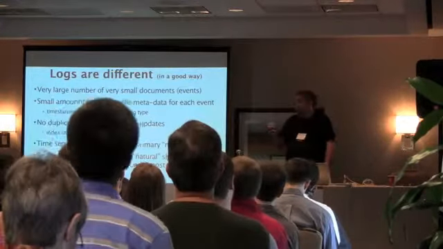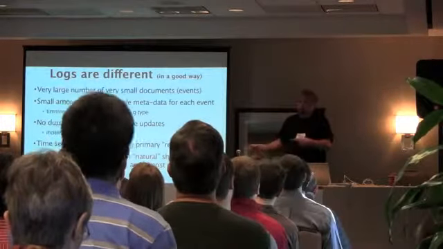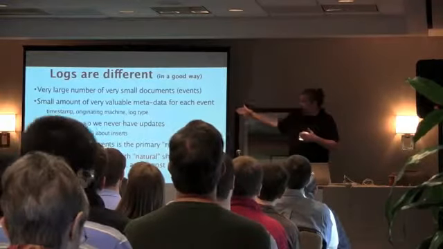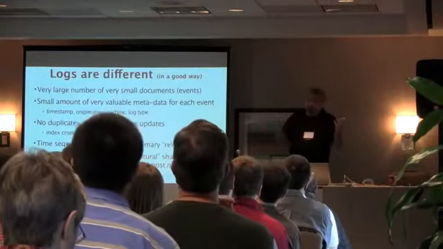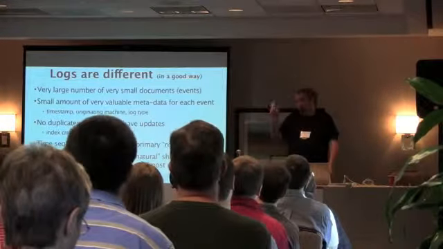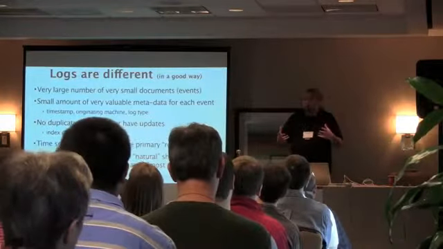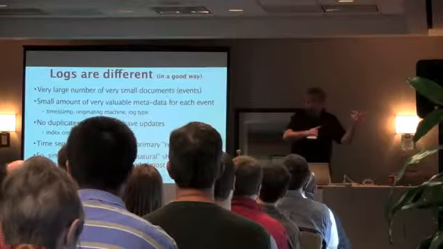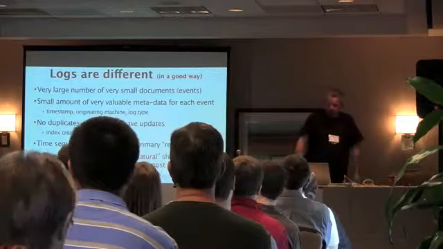There's a very, very small amount of data that comes with every event that is very useful. And I'm talking specifically about syslog data here. So we get a timestamp, we get the originating machine, and we get the log type and the severity. So really, when you look at our documents, it's very simple. It's text for the event, and then these three bits of metadata. So our document structure is very simple, which is nice.